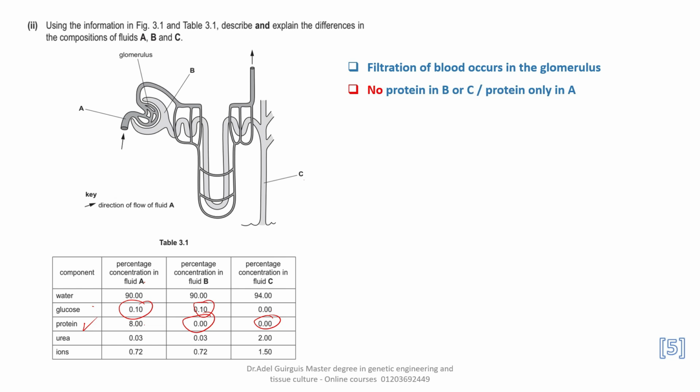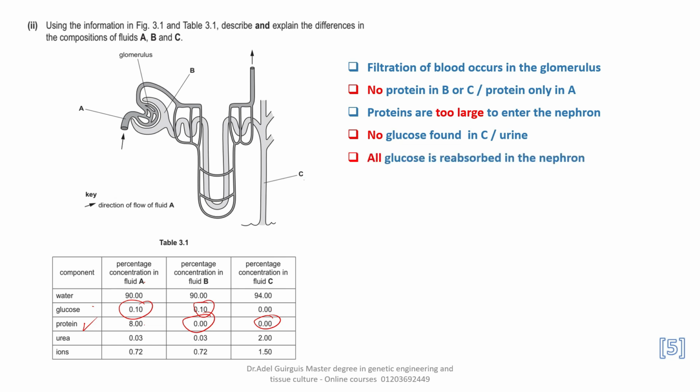No protein in B or C. Protein only in A. Why? Because proteins are too large to be filtered through the glomerulus. Okay. No glucose found in C. Why? Because all glucose is reabsorbed in the first coiled tubule, in this part.